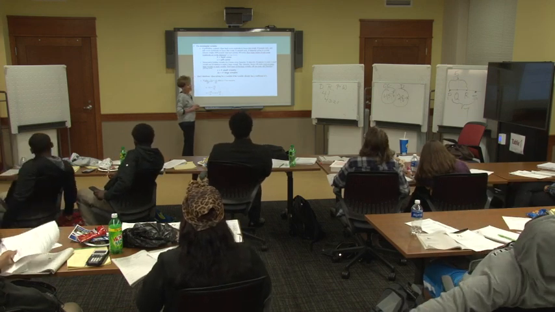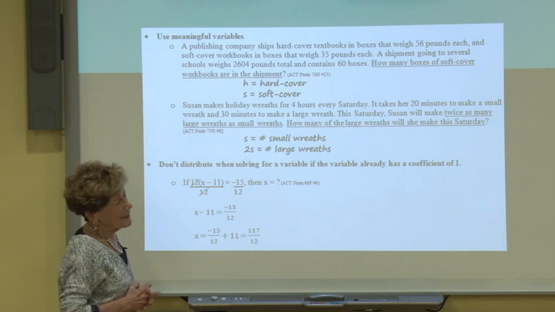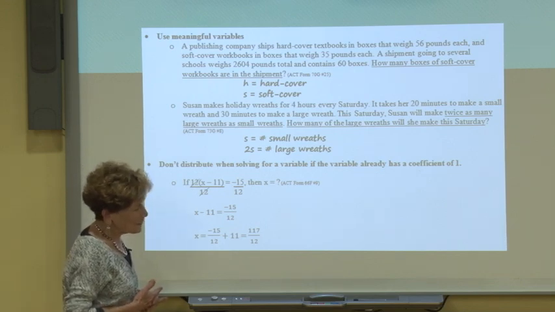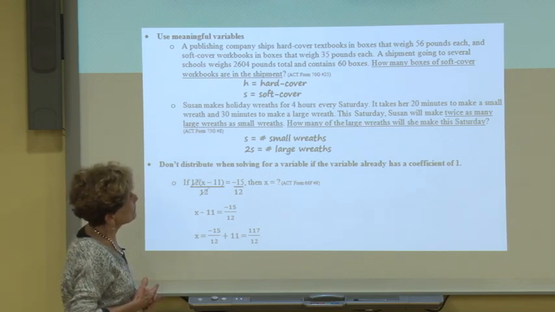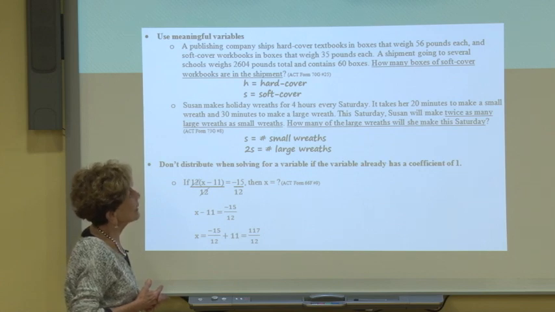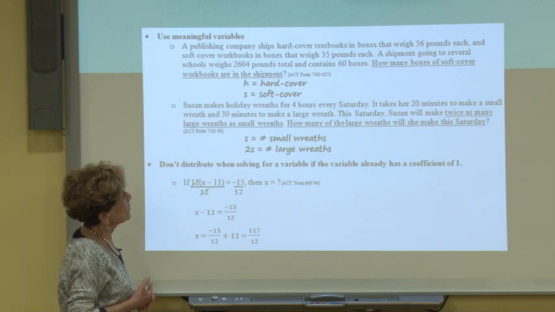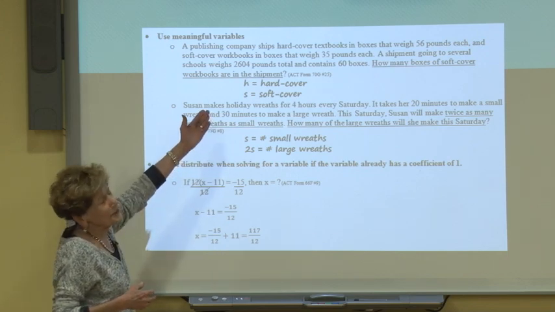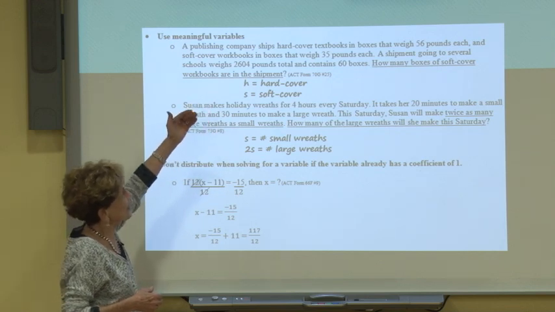Instead of using x's and y's, use variables that are meaningful in the problem. A publishing company ships hardcover textbooks in boxes that weigh 56 pounds each and softcover workbooks that weigh 35 pounds each. And they were going to several schools. They weighed 2,604 pounds and contained 6 boxes. How many boxes of each do they ship? I didn't solve it for you, but don't use x's and y's. Use H as hardcover, S as softcover.